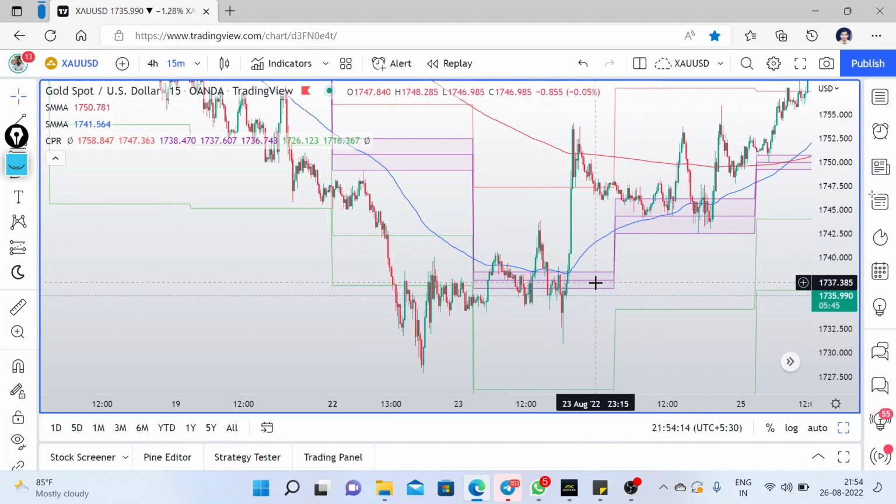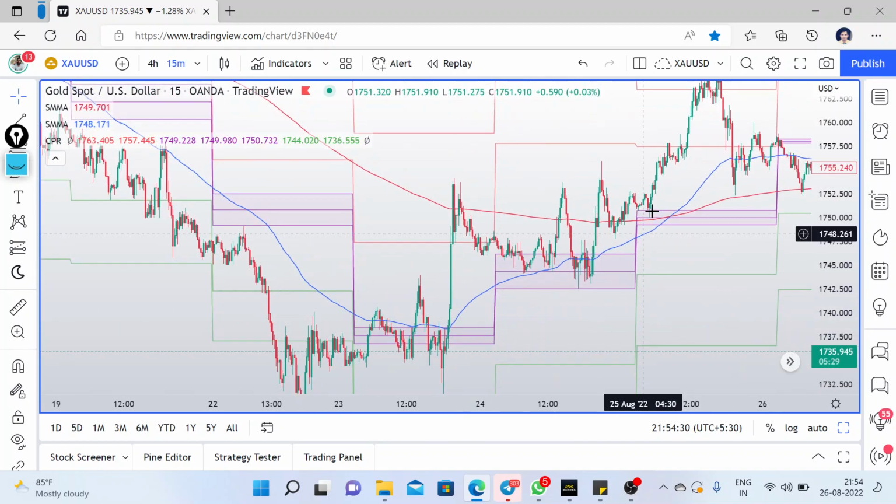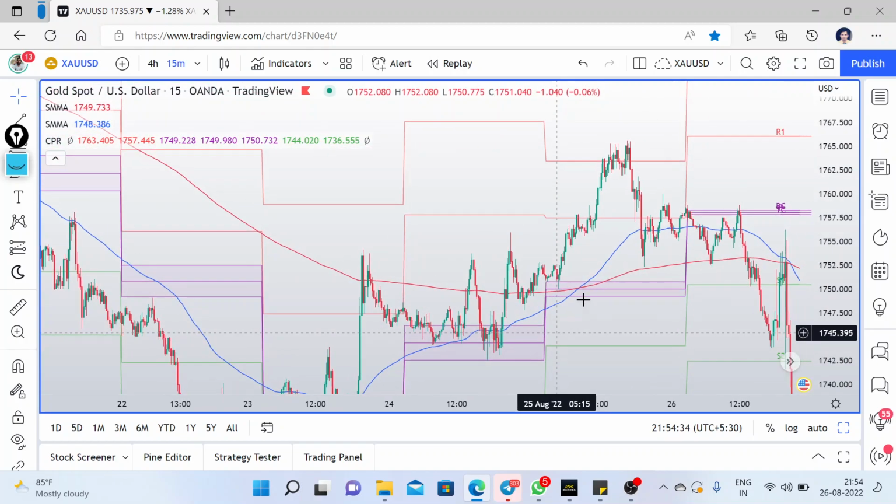So when do you have to stop? If any CPR like this one opens above the previous CPR, then you do not have to enter in sell, and you have to wait for another crossover. On that day you do not have to open your entries, and in the next day you can see we have another ascending CPR, and at that day we have a crossover on the buy side. Then you can look for the buy, and you can take the buy entries.